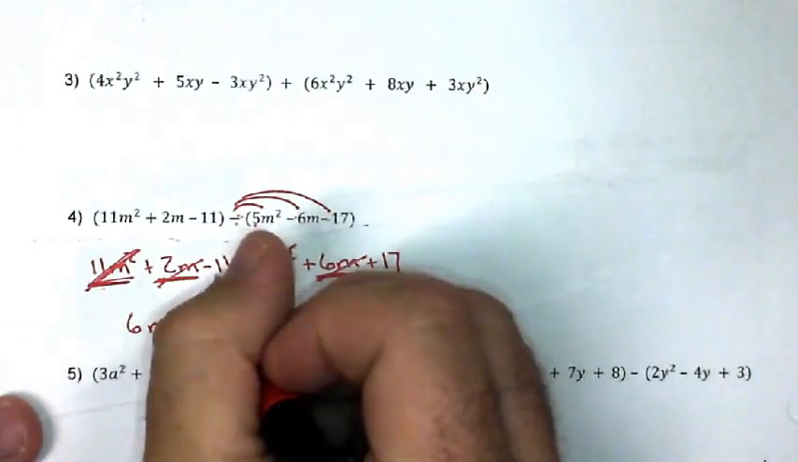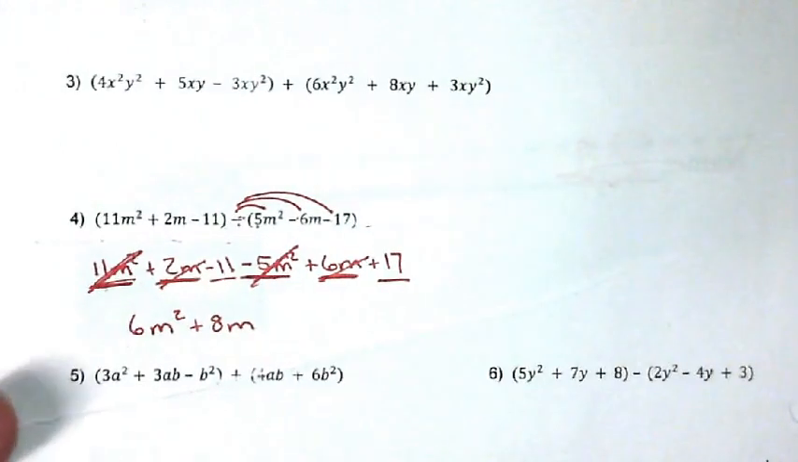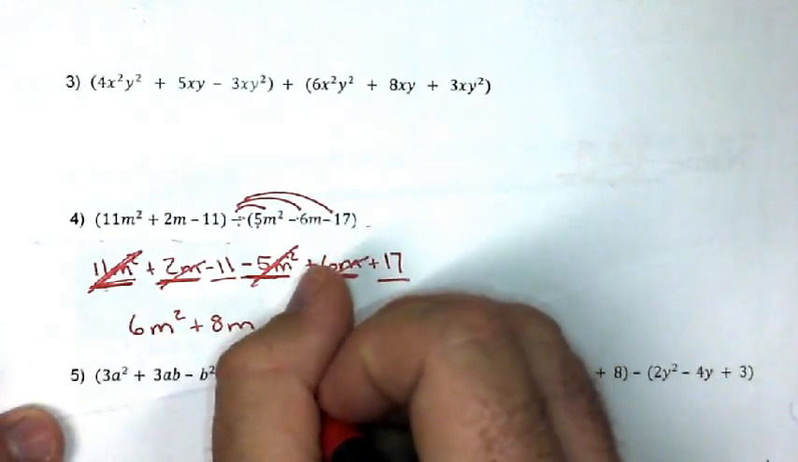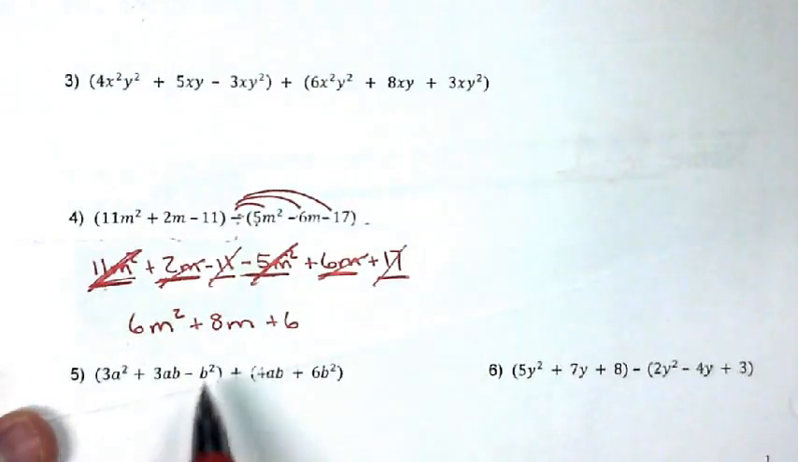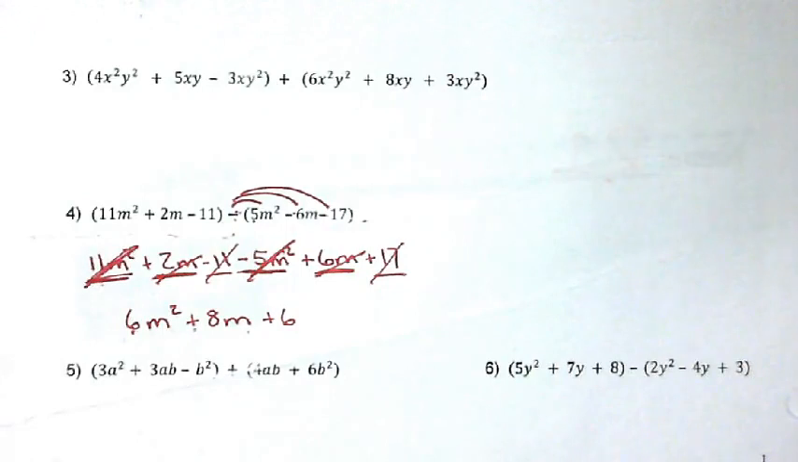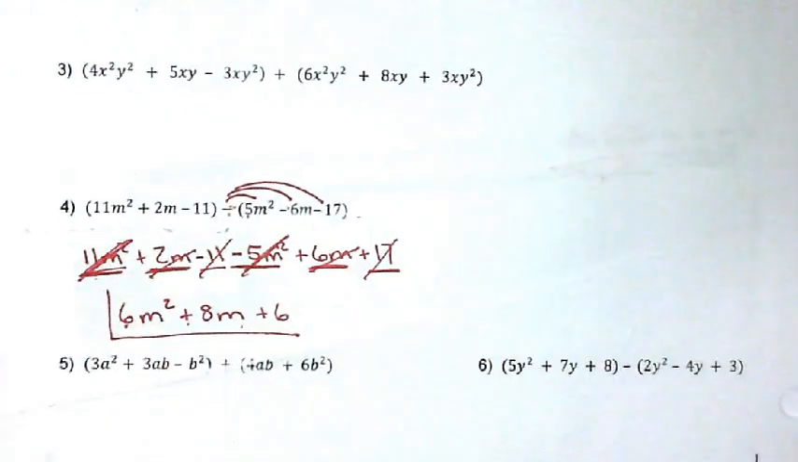I have negative 11 combined with 17. If I have negative 11 and I add 17 to it, I have positive 6. Do I have any other like terms to combine? Have I combined all like terms? So what do we do? Box your answer. Simple as that.